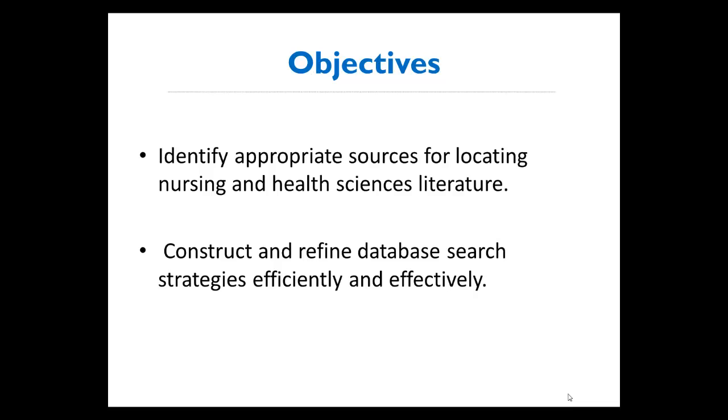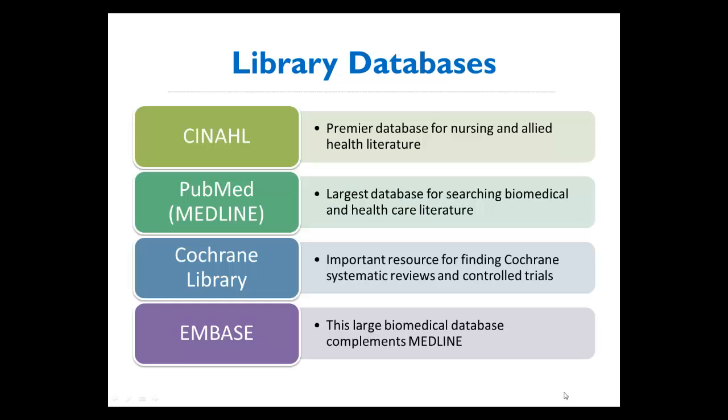Upon completing this module, you should be able to identify appropriate resources for locating nursing and health sciences literature, and construct and refine database search strategies efficiently and effectively. Journal articles can be searched in a number of specialized databases. When conducting a literature search, it's a good idea to search at least 2 and possibly more depending on your topic. You'll inevitably find some duplication, but there's also unique content in each of the databases.